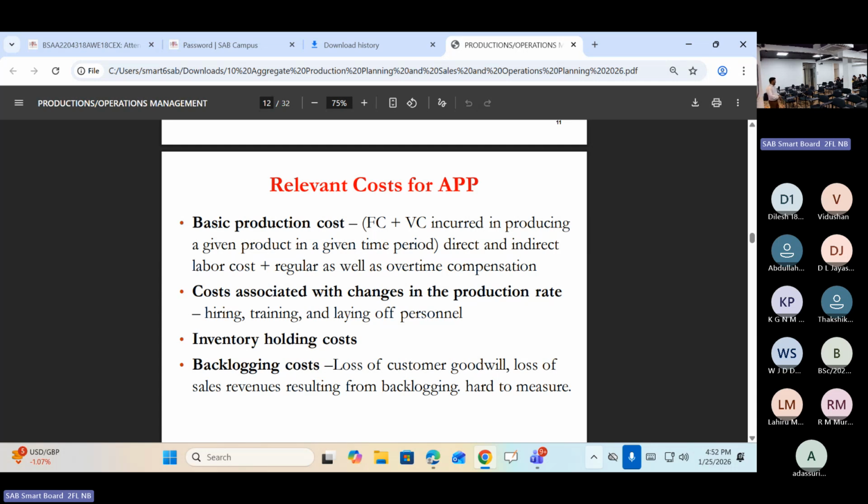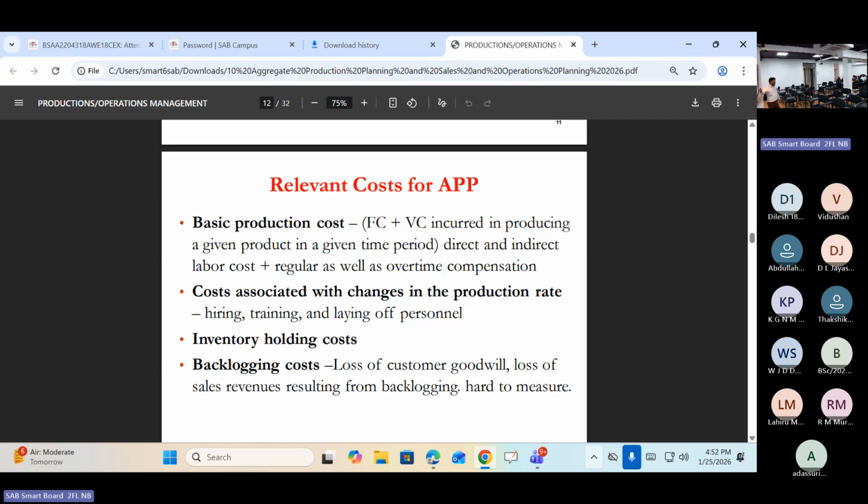Coming to inventory cost, that is inventory holding cost. As you know, higher the inventory, higher the holding cost. So we are considering those three main types of costs when deciding the production plans that you will understand with one or two examples. In addition to that, there will be other costs.